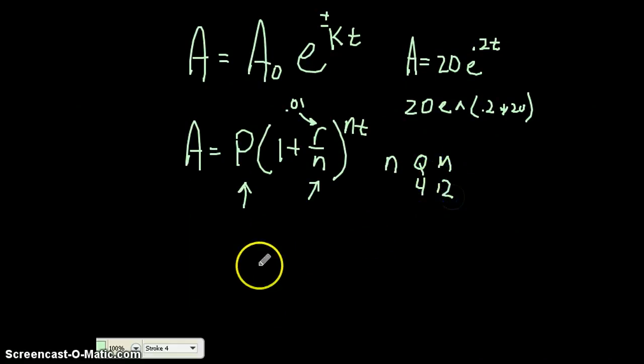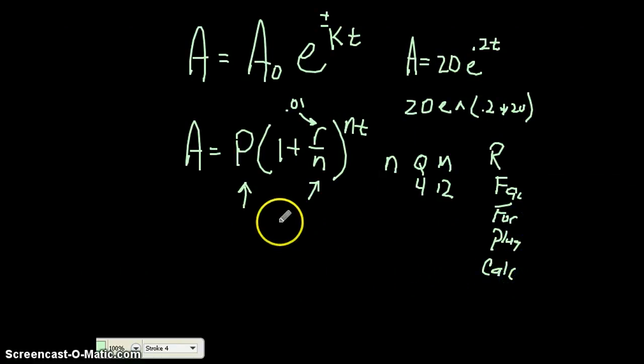What is n if it's monthly? It's 12. Now, I gave you some advice on how to do these problems. The first one was to read. The second one was get the facts out. The next one is to write the formula down properly. And then I plug the values in, and then you could use the calculator. That is a strategy that a lot of people find helpful. So please keep that in mind.